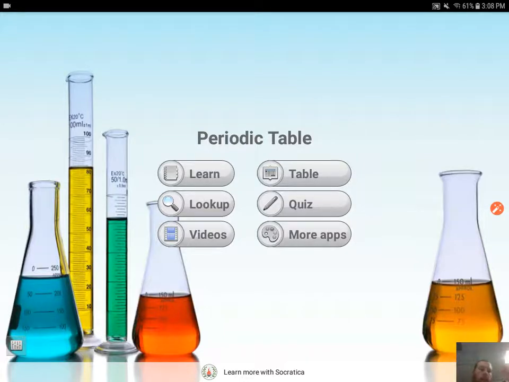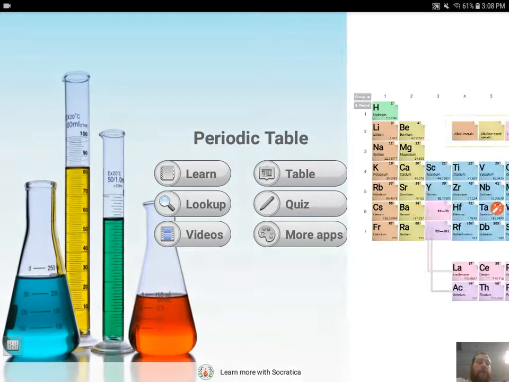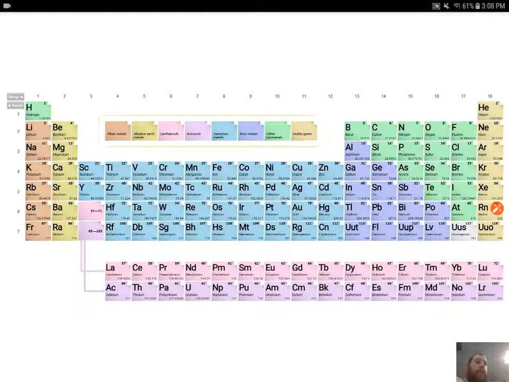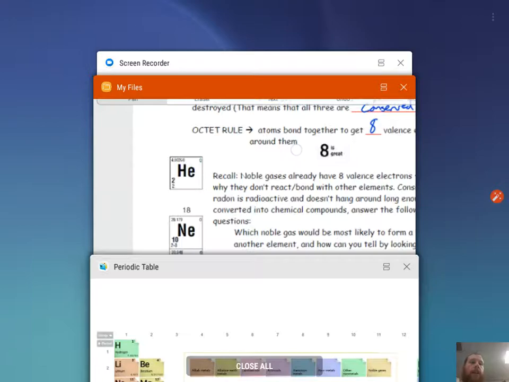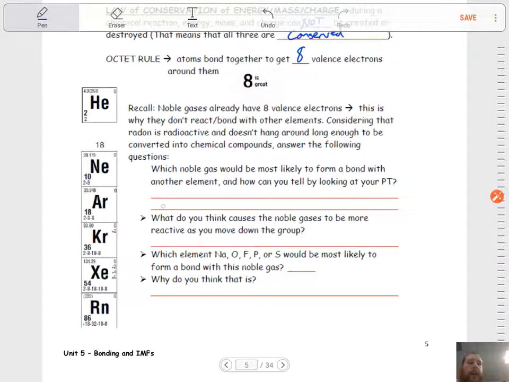So if you take a look, now we know that most of the noble gases aren't going to bond, but as you go down, the electrons are getting further away, and if you look on your reference table, xenon right there has got a bunch of charges, so it can be forced to bond. So keep that in mind, that xenon would be the one that is most likely to, but again, they all don't want to. What do you think causes the noble gas to be more reactive as you move down the group?